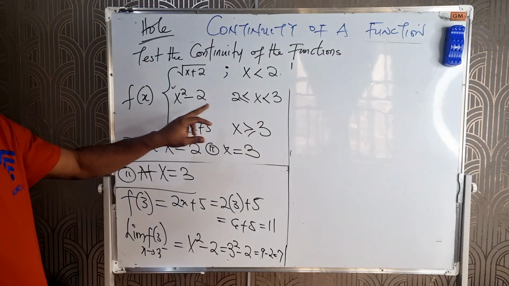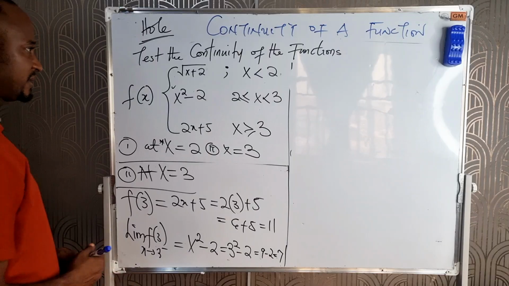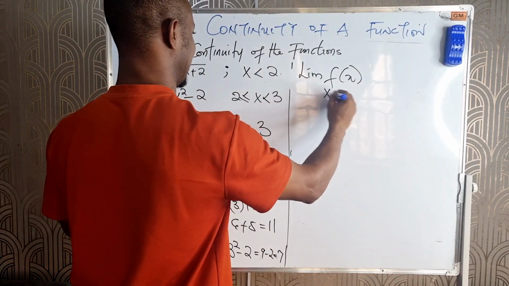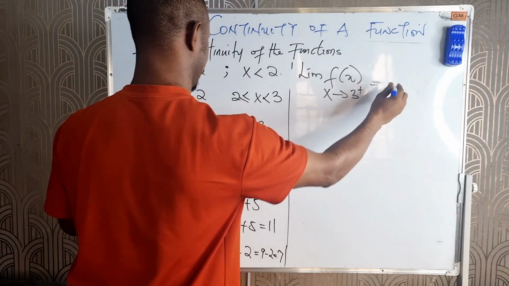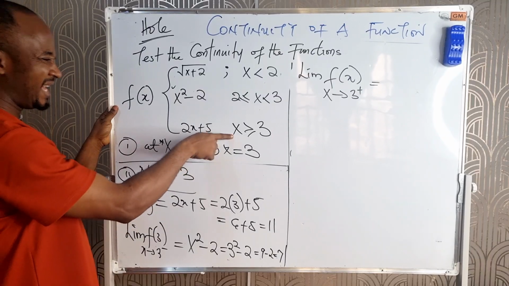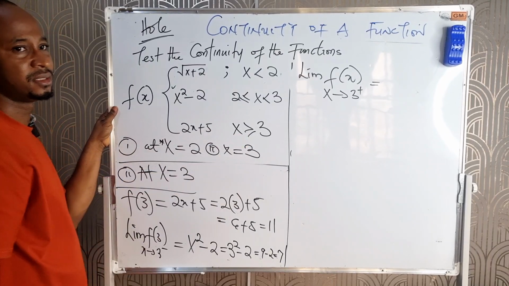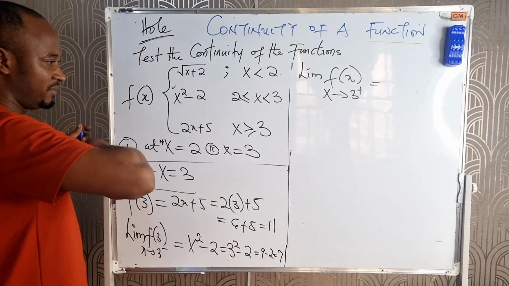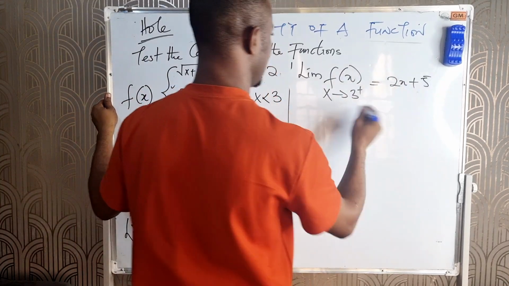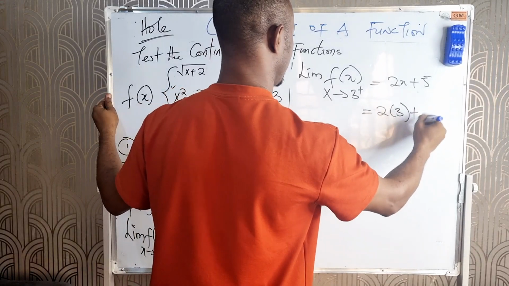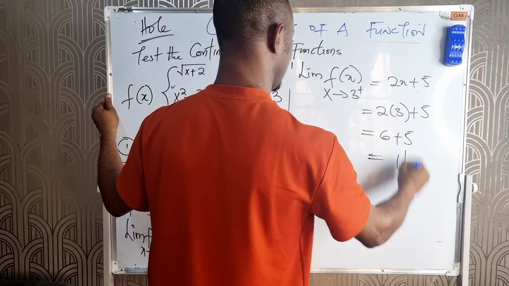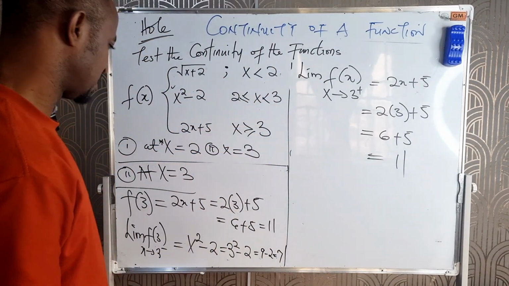We use this to find the limit of f of x on the left-hand side. So let's find the limit of f of x as x approaches 3 on the right-hand side. For the right-hand side, we're going to use this one because we are told that x is greater than or equal to 3. Greater than simply means to the right, right? So we use 2x plus 5. And that will give us 2 times 3 plus 5, meaning 6 plus 5. This will give us 11.